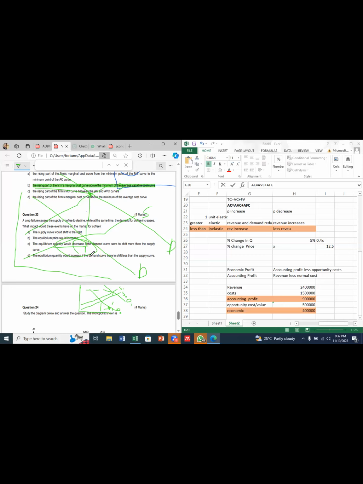Then the quantity would increase if the demand curve were to shift less than the supply curve. That's also a lie. If the demand curve shifts lesser than this, then obviously it would actually decrease. That's a lie as well. Then the supply curve would shift to the right. That's a lie. The equilibrium price would increase. We know that whatever the case, whether the demand increases lesser or greater, what is likely going to be happening, whether we like it or not, is that the price is going to be increasing, which is option B. That is the correct answer.